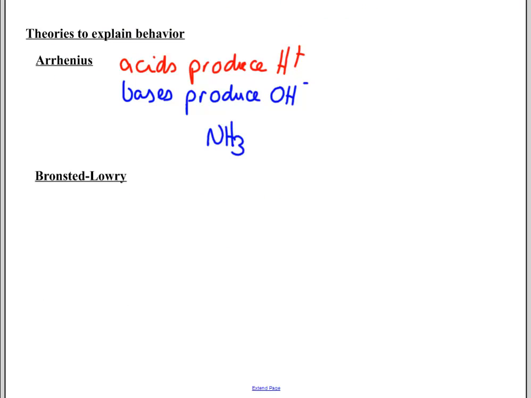Bronsted and Lowry defined acids and bases a little bit differently. Bronsted and Lowry described acids as being proton donors. And if you think about it, a hydrogen ion really is just a proton, because when you rip an electron off of a hydrogen, all you have left is a proton. So Bronsted-Lowry's definition of an acid is pretty much the same as Arrhenius' definition. In both cases, we're generating a proton or a hydrogen ion.